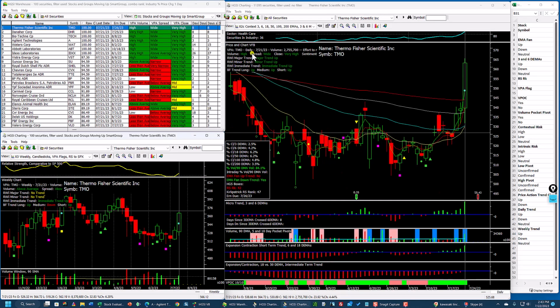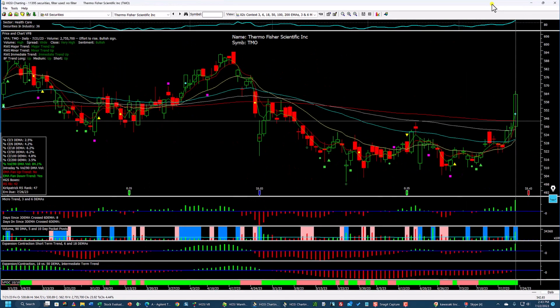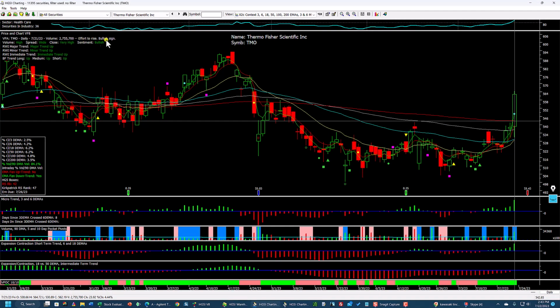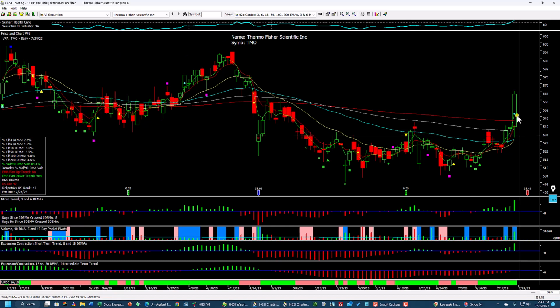So all of that information that I just talked about here: the volume was high, the spread was wide, the close was very high. And let's make this full screen. Effort to rise, which is a bullish sign, and you can see that over here.